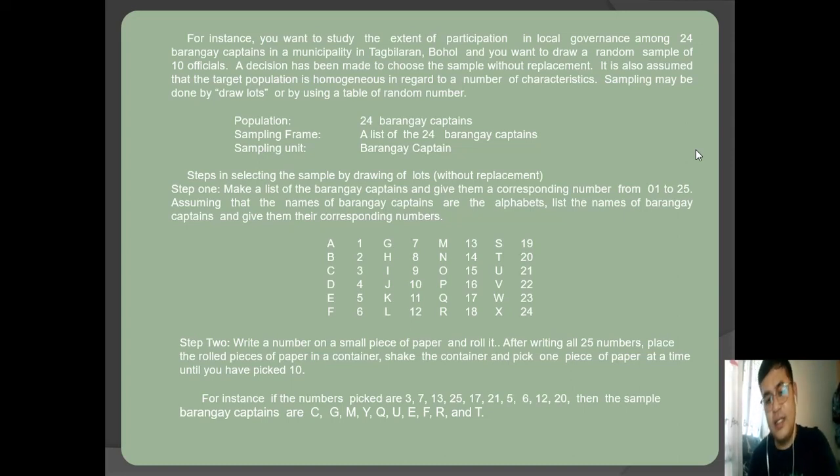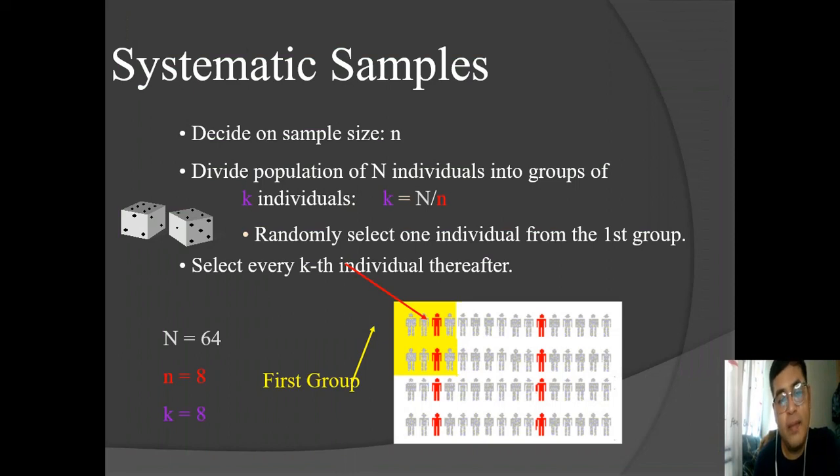So, kung mas maganda, ilagay na lang yung pangalan and then i-draw lot siya. So, ito ang tawag dito is fishbowl method. Then we have systematic sampling. Ang systematic naman is decide on sample size n. So, we divide the population of individuals into groups of k individuals. So, randomly select one individual from the first group, select every k individual thereafter.